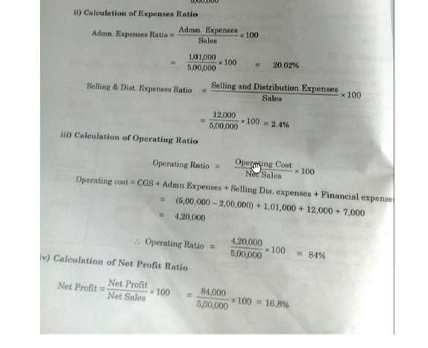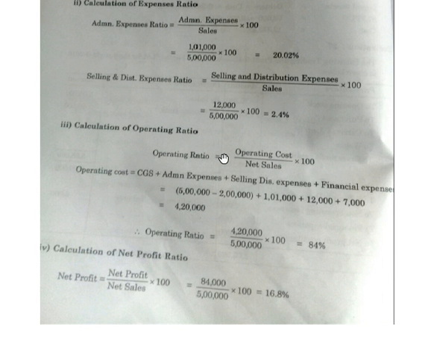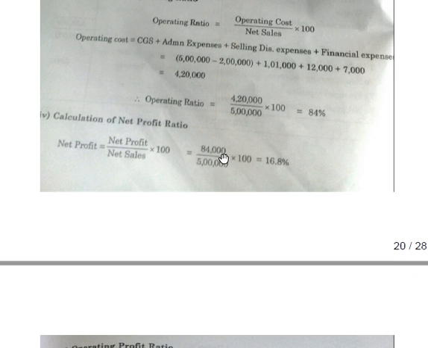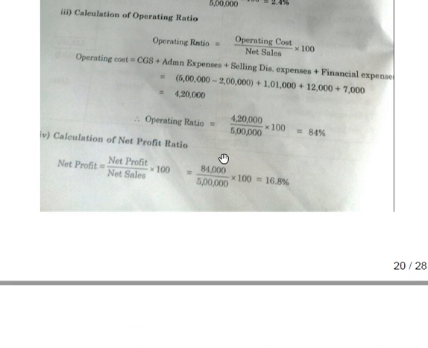Calculation of expenses ratio. Expenses ratio, how you calculate it? Each expense you take and divide by sales. So administrative expenses ratio is equal to administrative expenses divided by sales into 100 is the formula. So 1,01,000 divided by 5 lakhs into 100. Selling and distribution expenses divided by sales into 100, which is 12,000 divided by 5 lakhs into 100, which is 2.4%.